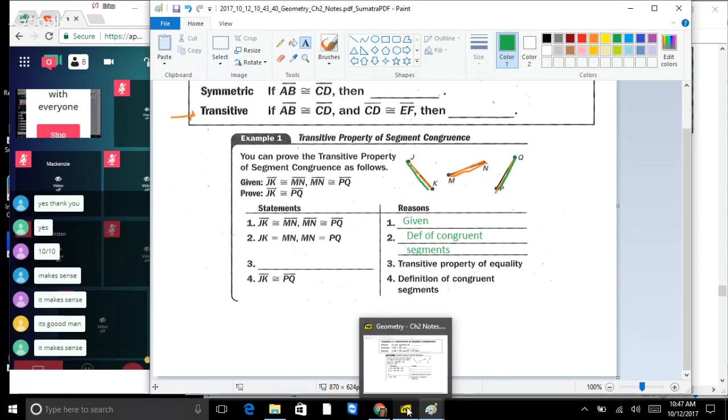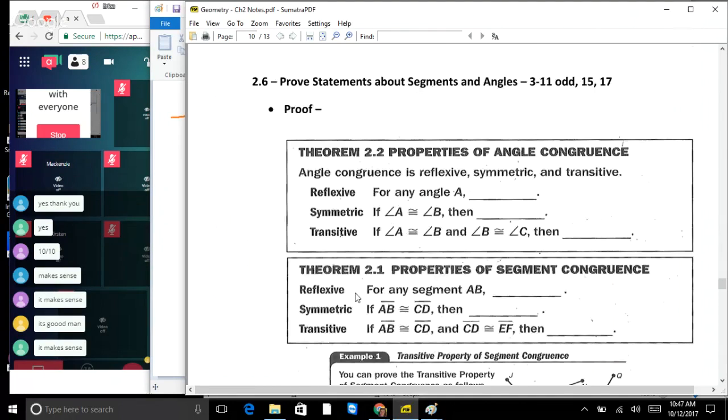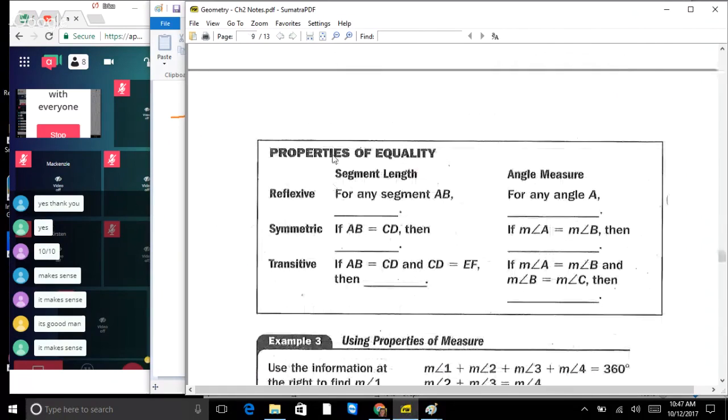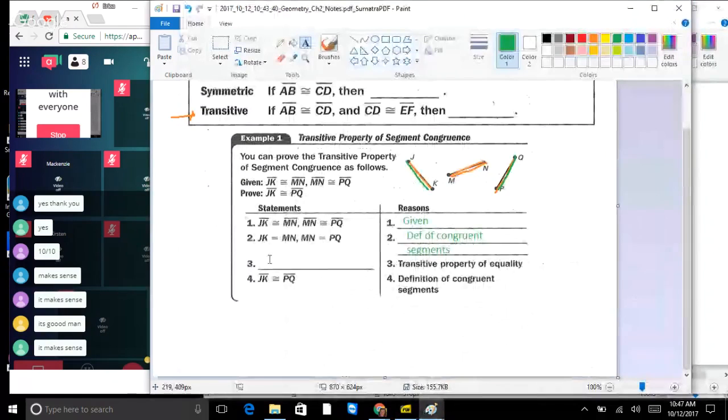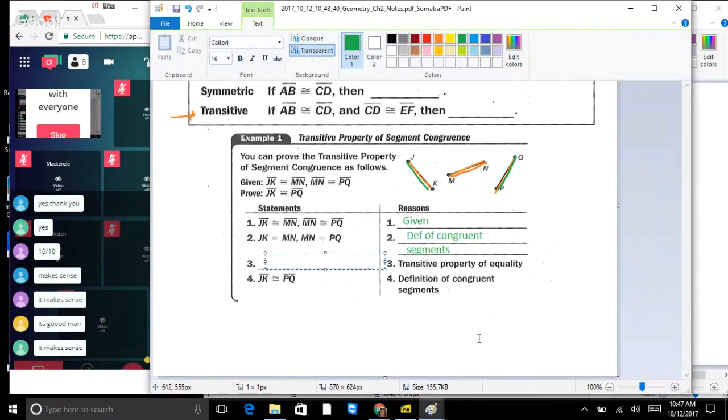So what's the transitive property of equality? You go back into your notes, scroll back a page, and the transitive property of equality says if AB equals CD and CD equals EF, then AB equals EF. So this is a property. We don't have to prove it. We can just use it, right? So because of that, we can say that JK equals PQ.